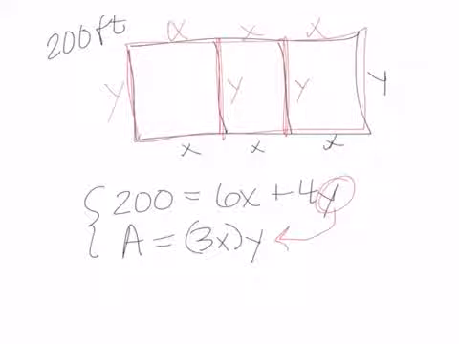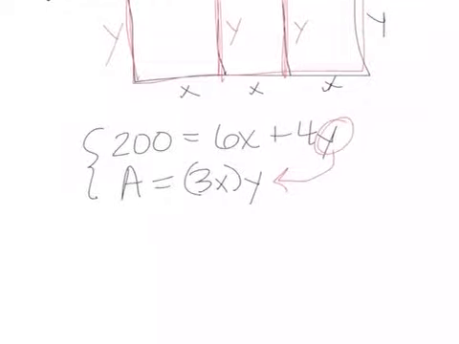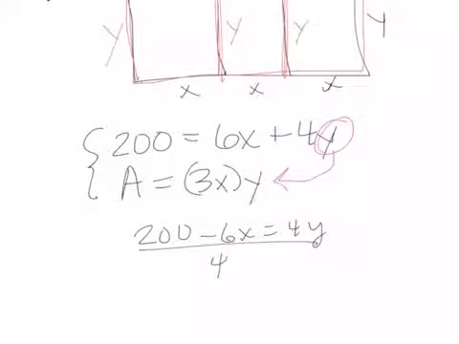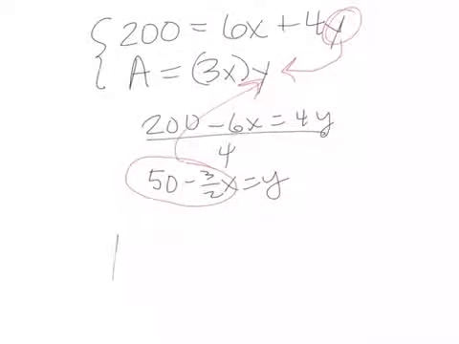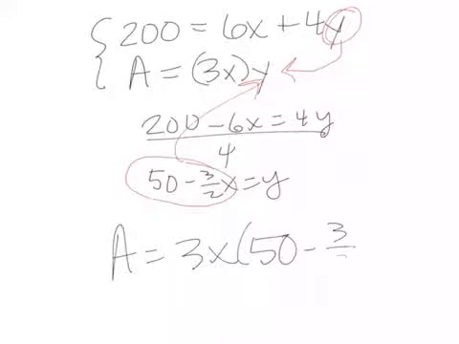Okay, so we're going to solve this first equation for y. Right, so 200 minus 6x is equal to 4y. Divide everything by 4, and you get 50 minus 3 halves x equals y. Okay, so we're now going to take this and just substitute it in our area formula. So we get that area is equal to 3x times 50 minus 3 halves x.